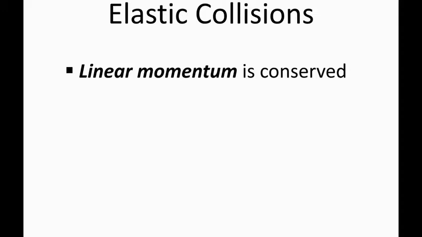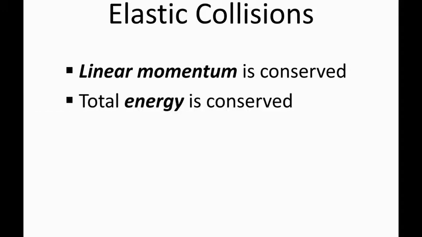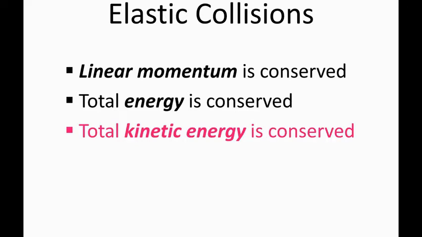So in elastic collisions, linear momentum is conserved, but linear momentum is always conserved. Also, your total energy is conserved. But what is going to end up being different is that your total kinetic energy is conserved. So you have the same kinetic energy before as the kinetic energy after.